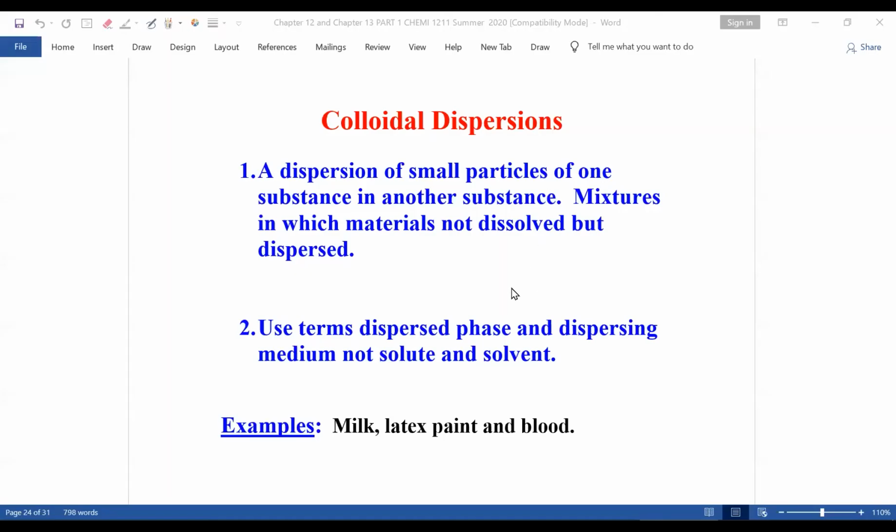Now, a colloidal dispersion, by the way, switches on, full blast. This is a dispersion of small particles of one substance in another. It's a mixture, but it's not truly dissolved. They're dispersed. And this I won't ask. There are terms: instead of solute, you have dispersed phase. Instead of solvent, you have dispersing medium. Number two, I won't ask. Number one, you should know.